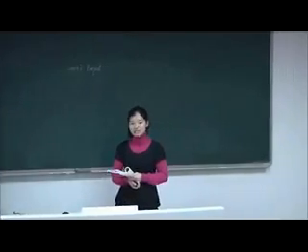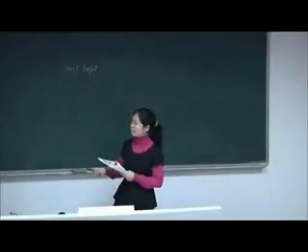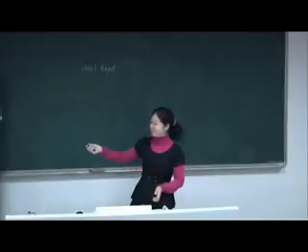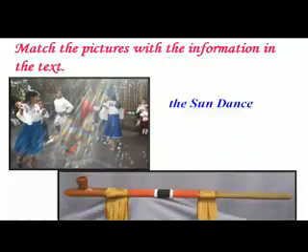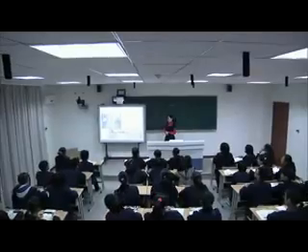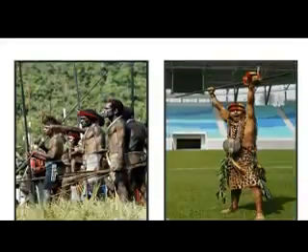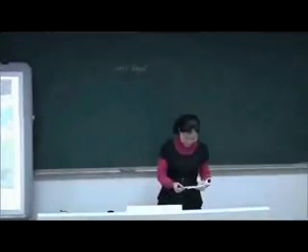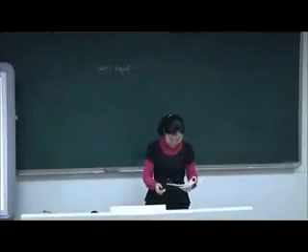In order to check your knowledge of this ethnic group, here I have prepared some pictures. Please guess. What are they? What are they doing? They are dancing in the sun. So, the sun dance. Next one. What's this? Yes, that's the peace pipe. What are they doing? Hunting? A kind of competition. What is it? That's a bow and arrow competition.